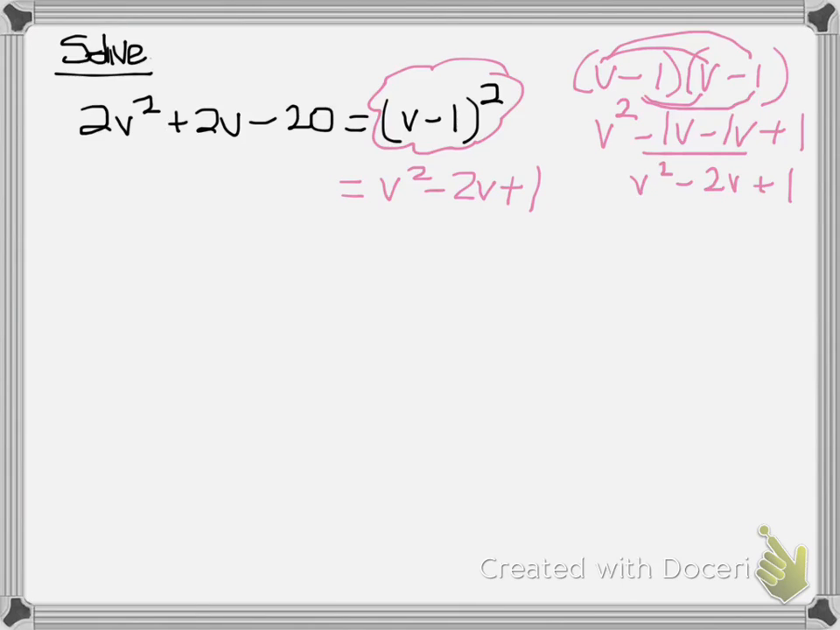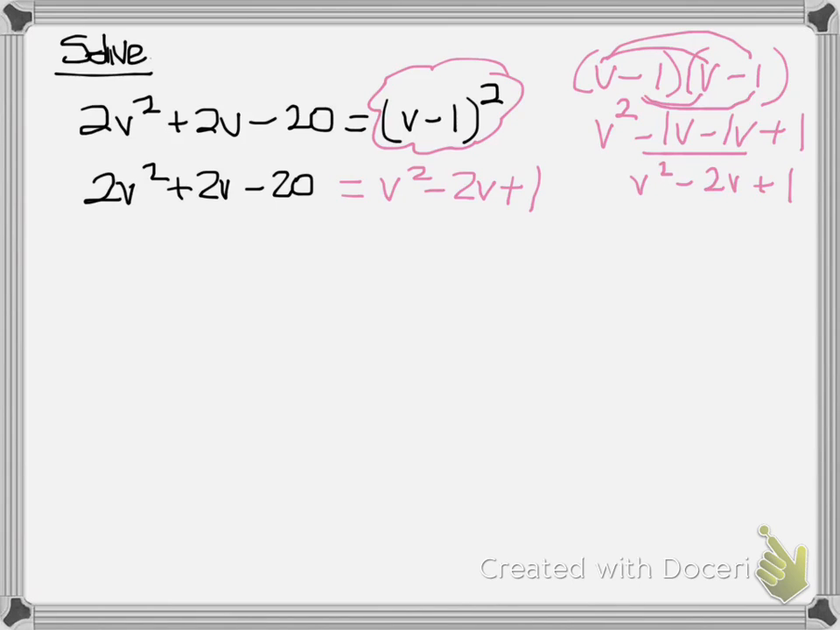Now, on the left-hand side, I did not do anything with that trinomial over there. I'm just going to write it down. So I have 2v squared plus 2v minus 20. Okay, now this is a quadratic equation. Does anybody remember why this is a quadratic equation? What makes this a quadratic equation? Remember quadratics? What's the degree? What's the highest power you see? A power of 2. Do y'all see that? Yeah. So this is a quadratic.